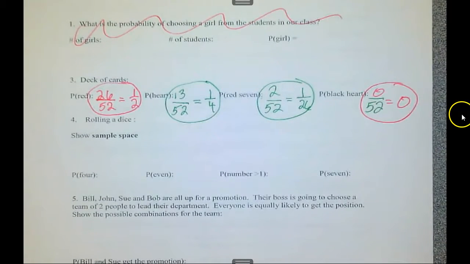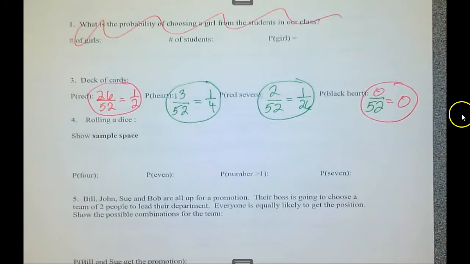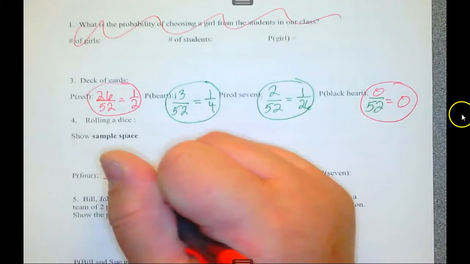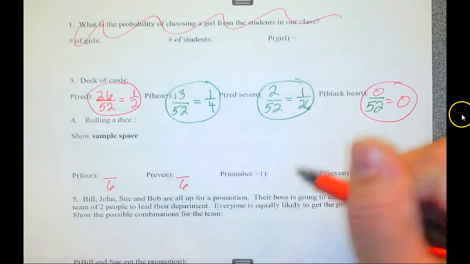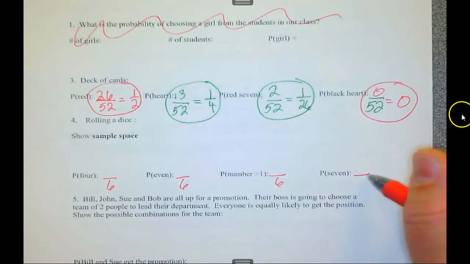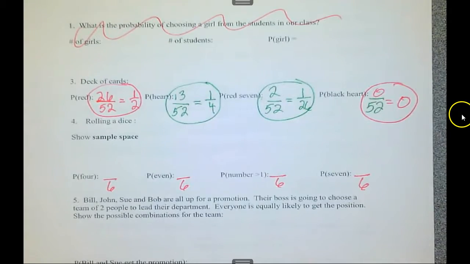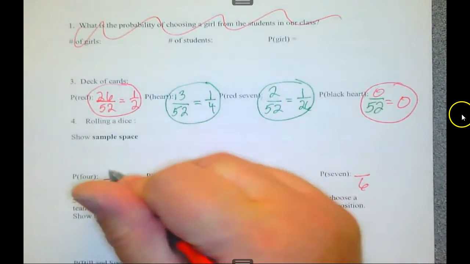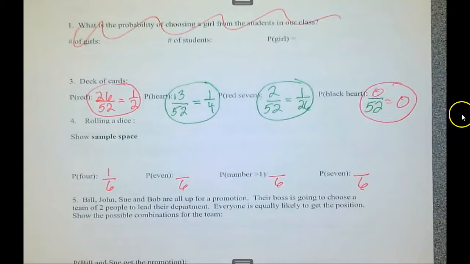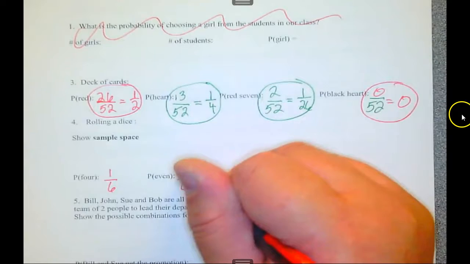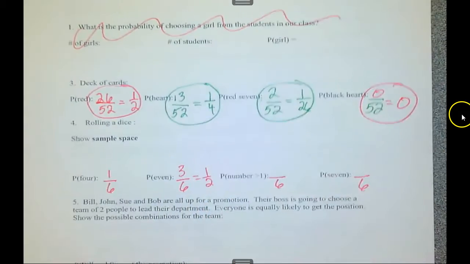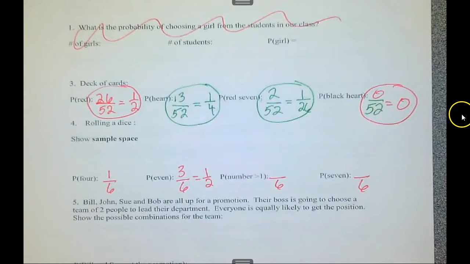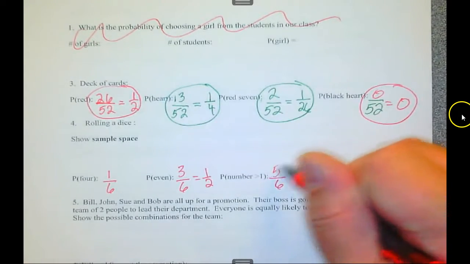Okay, rolling a dice. So what's going to be our denominator? 6, right? Probability of rolling a 4. 1 out of 6. Even. Let's say I've got 2, 4, 6: 3 out of 6, which is 1/2. Probability of greater than 1. Boy, these are really easy.